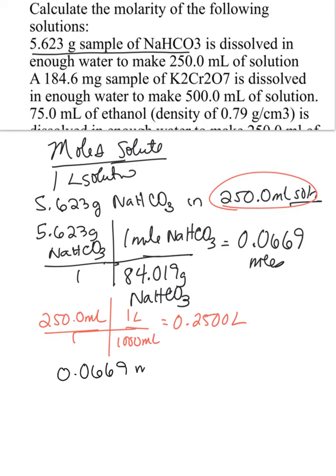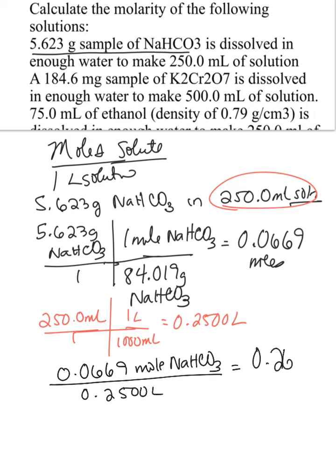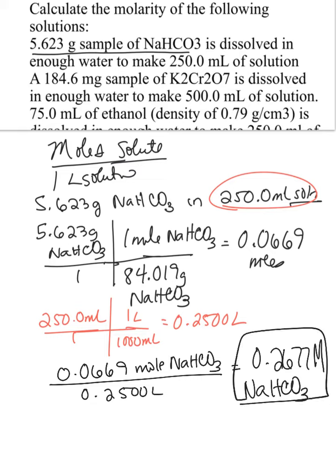So now you're going to take 0.0669 moles of sodium bicarbonate and divide by 0.2500 liters, and that is going to give you a concentration of 0.2677 molar sodium bicarbonate. Now, make sure that you have 4 significant figures here. Okay, so check your significant figures.